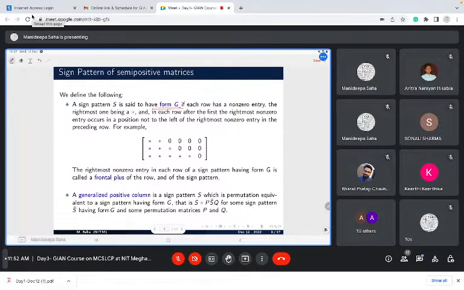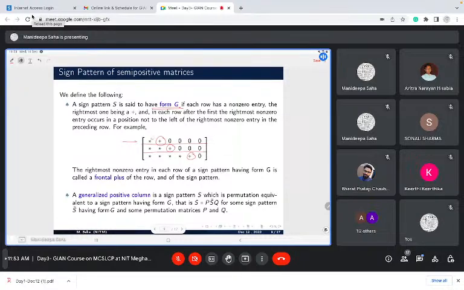Now, if you look here, star can be anything. Star means it can be positive, it can be negative, it can be 0. Now, none of the rows is a 0 row. If you look at the first column, the rightmost non-zero entry is plus, so this should always be positive. Look at the next column, the rightmost one is positive, and the last one is also positive. And then what next? It says that in each row, the rightmost non-zero entry occurs in a position not to the left of the rightmost entry in the preceding row.